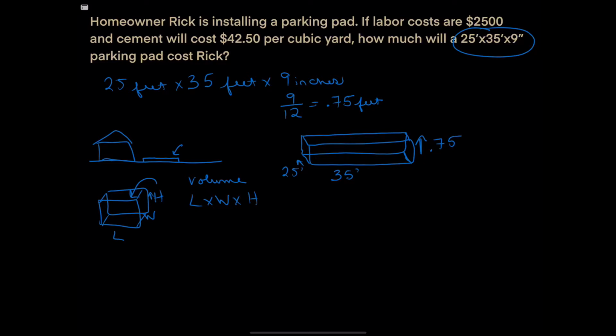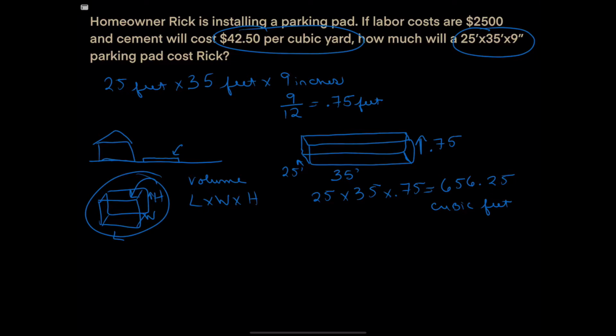So when we do that, we're going to find out that 25 times 35 times 0.75 gives us a volume of 656.25, what we call cubic feet. We're talking about volume, so this is a cube. We know this is 656.25 cubic feet. Our only problem now is that our pricing was in yards.